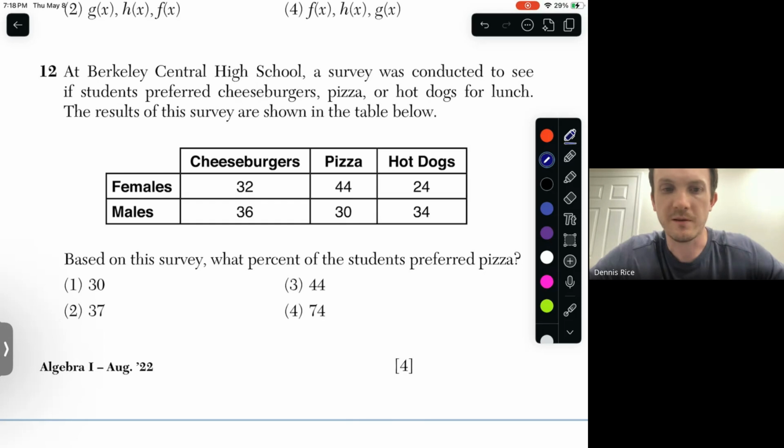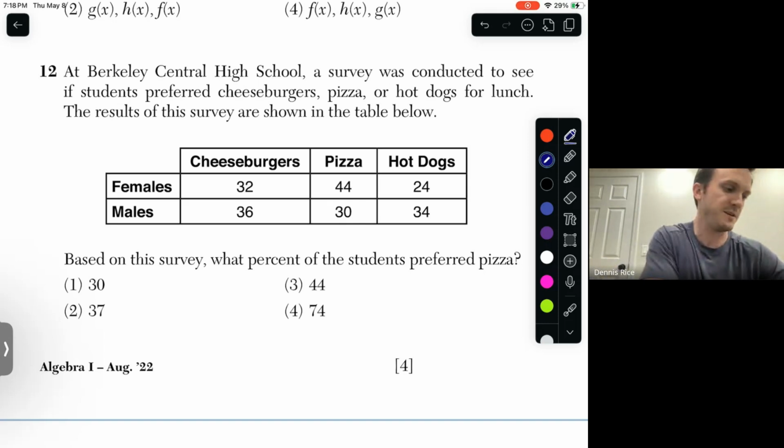Okay, here you would need to first know how many students there are. So how many students are there in this table? There's exactly 200. Okay, that makes it easy. You would just add everything up. Sometimes they give you that little total row or column, but here it's not given, so you just add up all the numbers. It's 200. Now, of those 200, how many prefer pizza? It looks like 74. So you would say 74 out of 200.